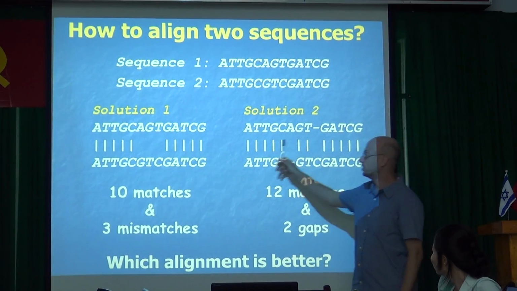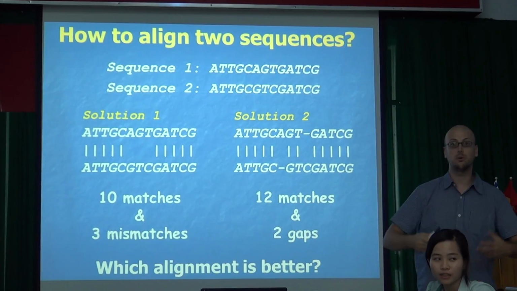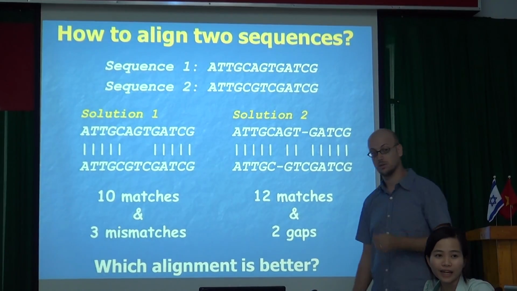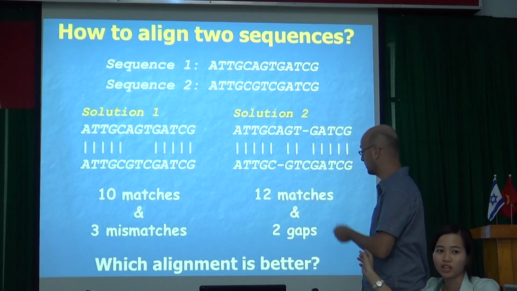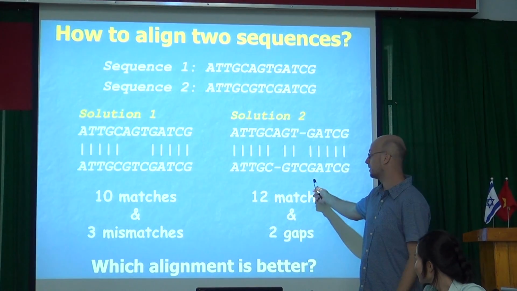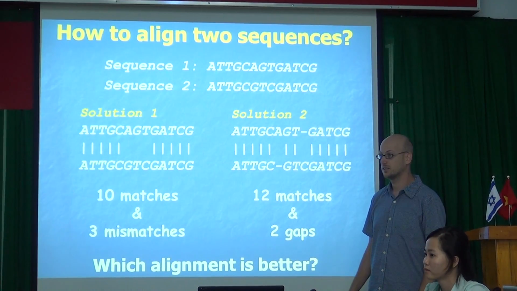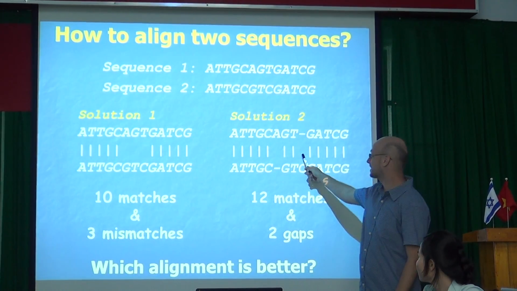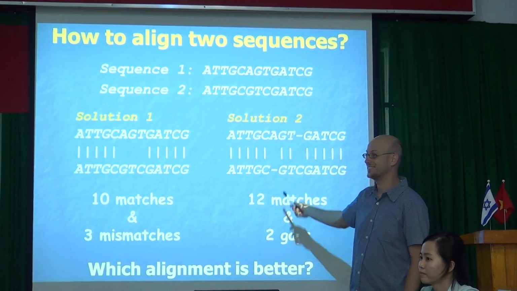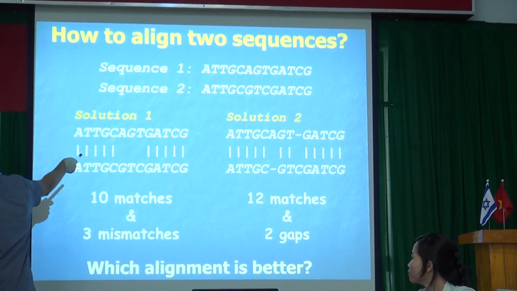So, which alignment is better? Which alignment will we want to use? Second one. Why? Because you will have more matches. But it has gaps. Doesn't matter. How do we? This one.